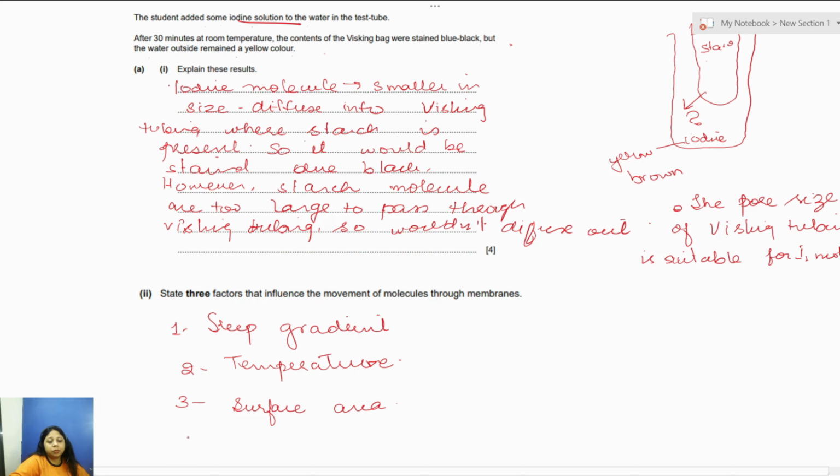There is another one, which is called distance. If the distance is lesser between the two gradients, then there would be faster diffusion. If the distance is more, then there would be slower diffusion.